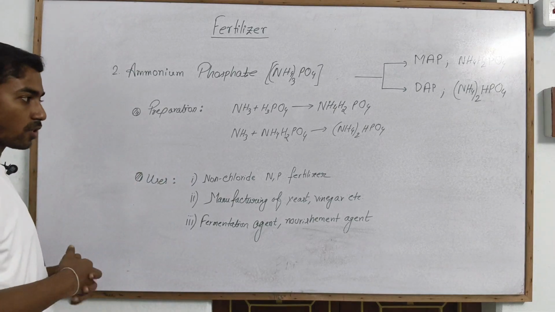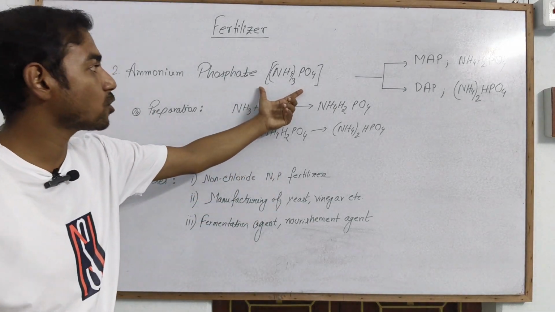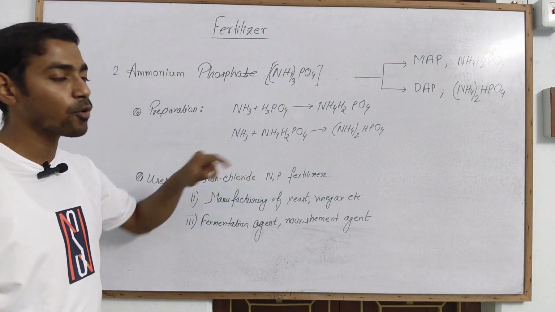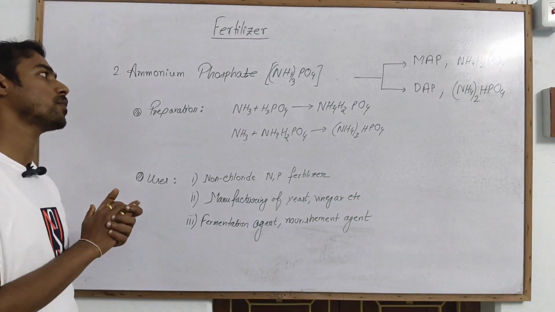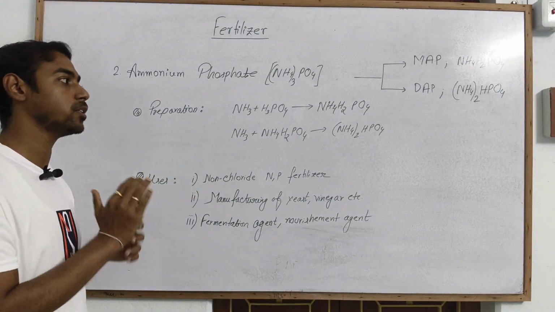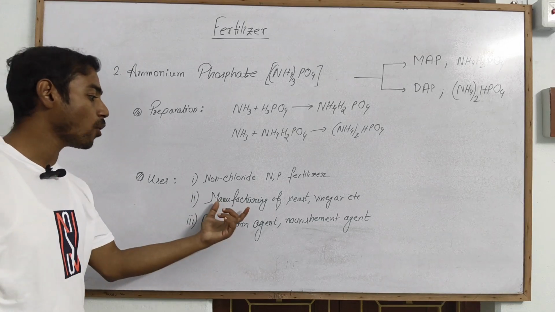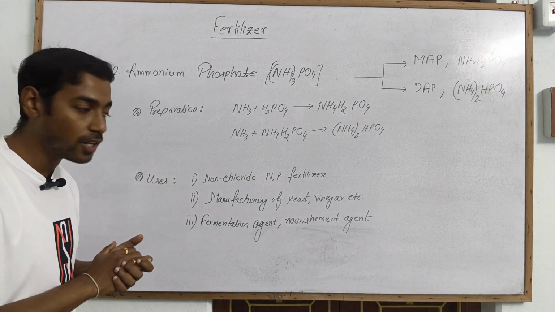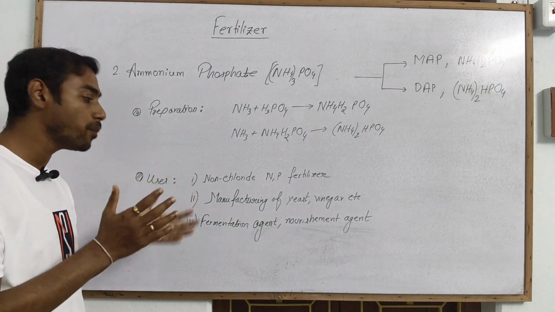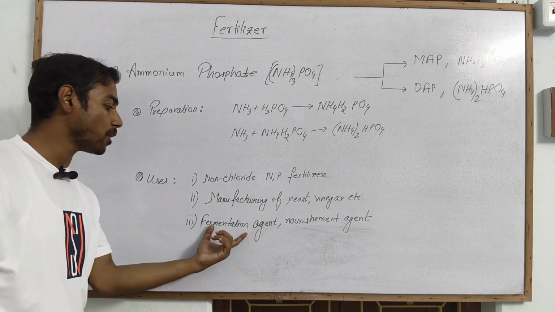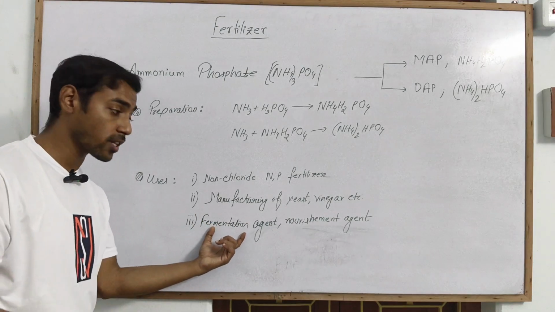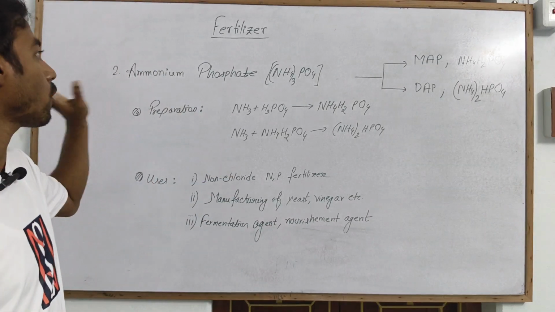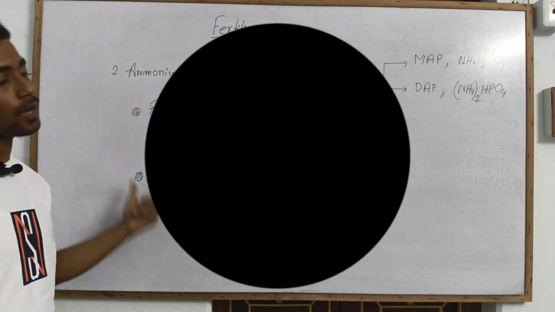Now coming to the usages. As you can see, in ammonium phosphate there is no chlorine atom present, so it is a non-chloride fertilizer, and both nitrogen and phosphorus are present in this fertilizer. So this is basically a compound fertilizer which can be used in agriculture. It can also be used in the manufacturing of yeast products, or in the manufacture of vinegar, or some kind of bread improvers. And in the food industry, it can be used as a fermentation agent or a nourishment agent. Okay, so this is the overall ammonium phosphate and its preparation and usage.